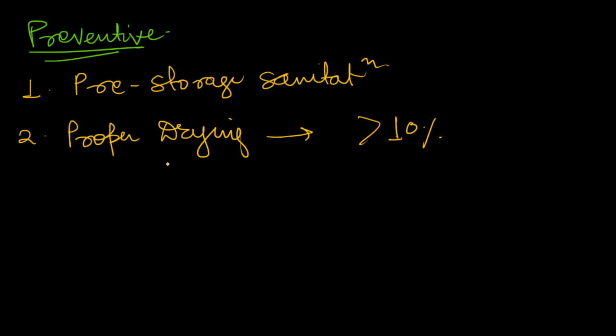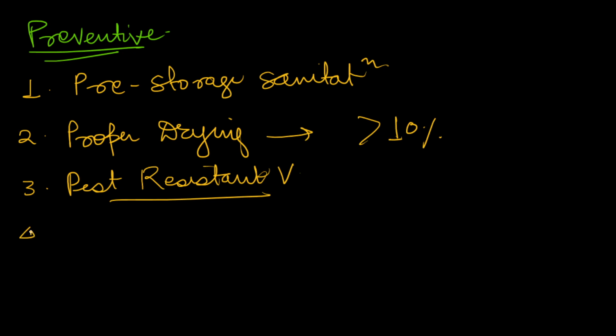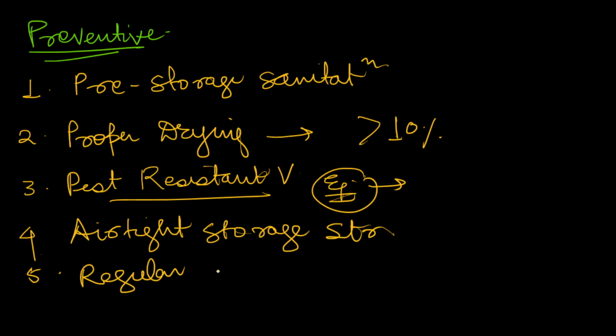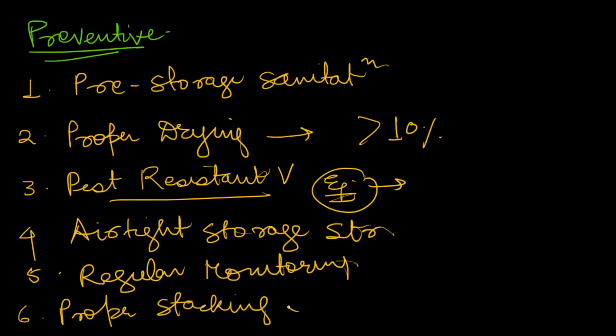Next, we should use pest resistant varieties. Now it is your homework to give me some examples of pest resistant varieties of wheat, so that you search those varieties and remember them for the long term. Comment on the varieties. We can use airtight storage structures. We can do regular monitoring, and proper stacking and aeration. So all these things are preventive measures which should be taken.